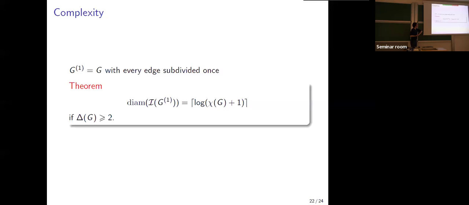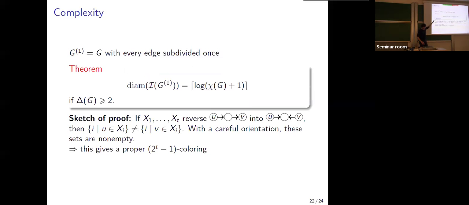Okay, so to finish, just a few words about the complexity. Basically everything is hard, which is not very surprising. And this is a consequence of this structural result. If you take a graph and you subdivide every edge once, then the inversion diameter is the logarithm of the chromatic number plus 1, the chromatic number of the original graph. And since computing the chromatic number is something hard, almost all the problems are hard.